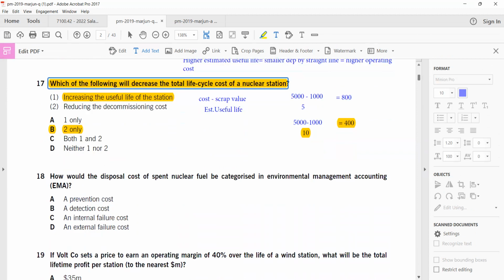We move on to question number 18, right? Question 18. Excellent. Here it is a question picked from the theory aspect of environmental costing. It said, how would the disposal cost of spent nuclear fuel be categorized in environmental management accounting? Over here, I've not introduced you to it, so I'll leave it.